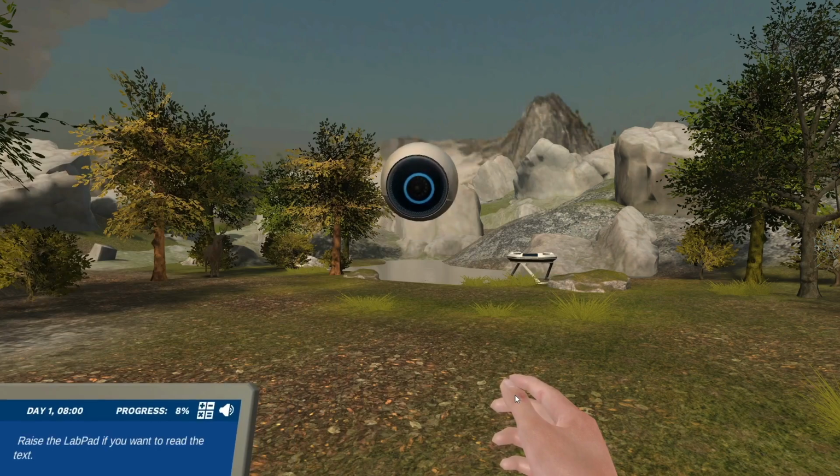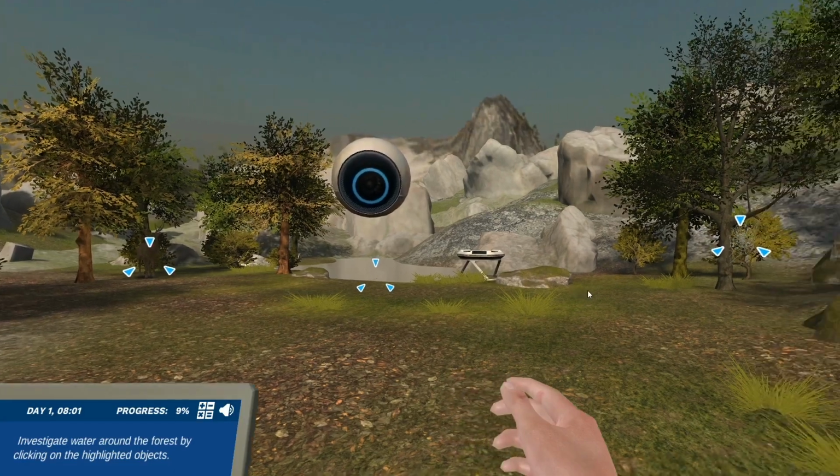Water is all around us. 71% of planet Earth's surface is covered by water. No wonder you humans call it the pale blue dot. In this forest you will find water in lots of different places. Investigate water around the forest by clicking on the highlighted objects.